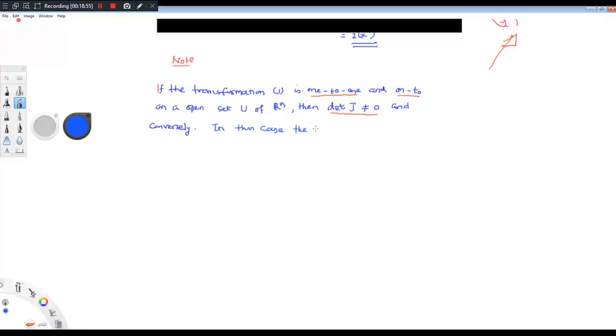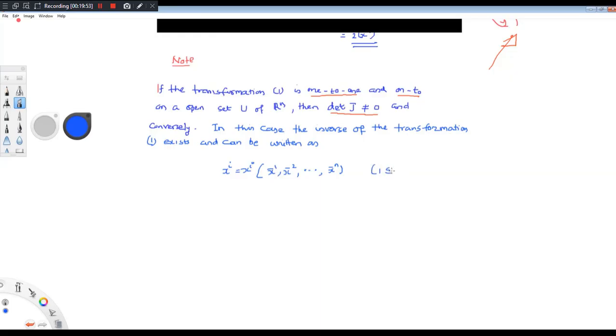So in this case, the inverse of the transformation 1 exists and can be written as xi is equal to xi of x bar 1, x bar 2, up to x bar n, for 1 less than or equal to i less than or equal to n.